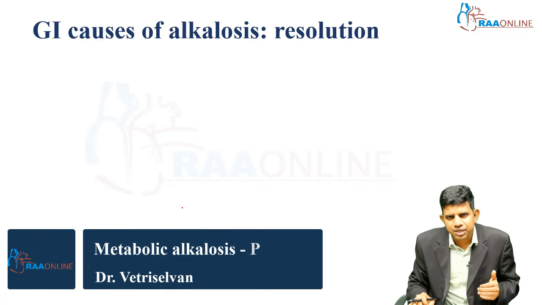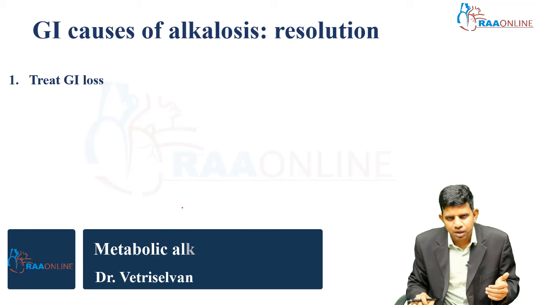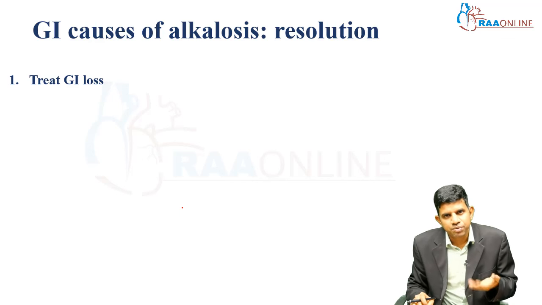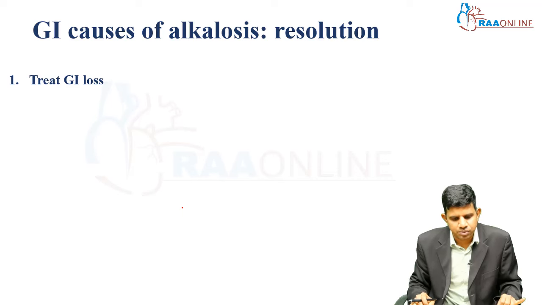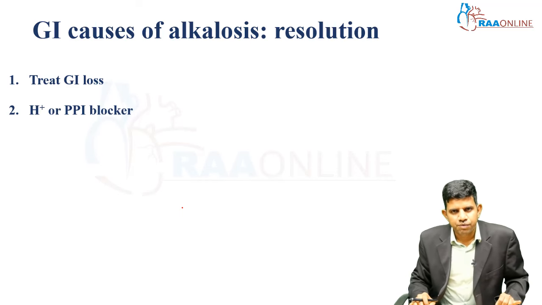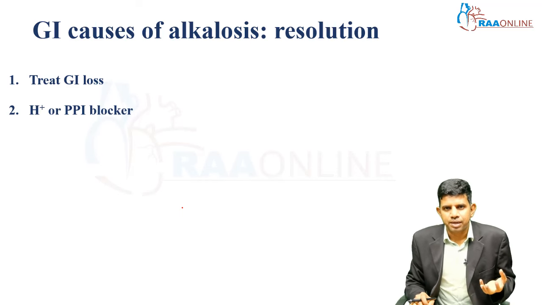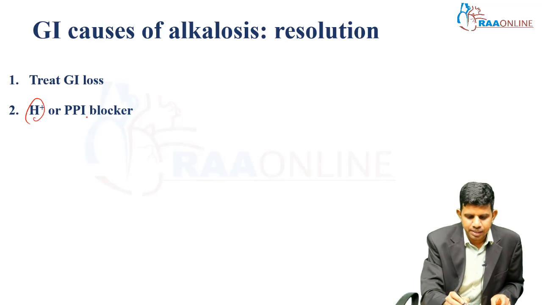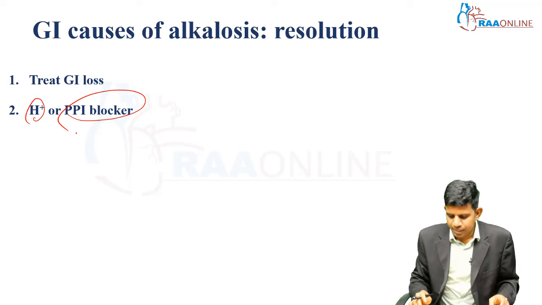So, how does the resolution occur? How can I treat that? I have to treat the vomiting. If there is continuous RT aspiration, it causes acid loss, and it can continuously generate a metabolic alkalosis. Treat the GI loss. If I am not able to control the vomiting, you can prevent the acid secretion with ranitidine or proton pump inhibitors.